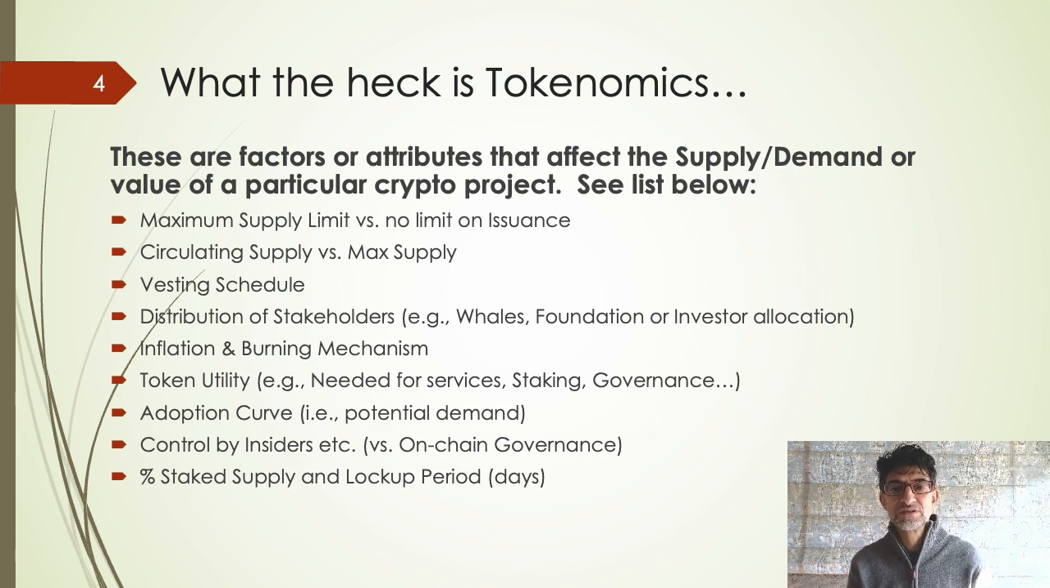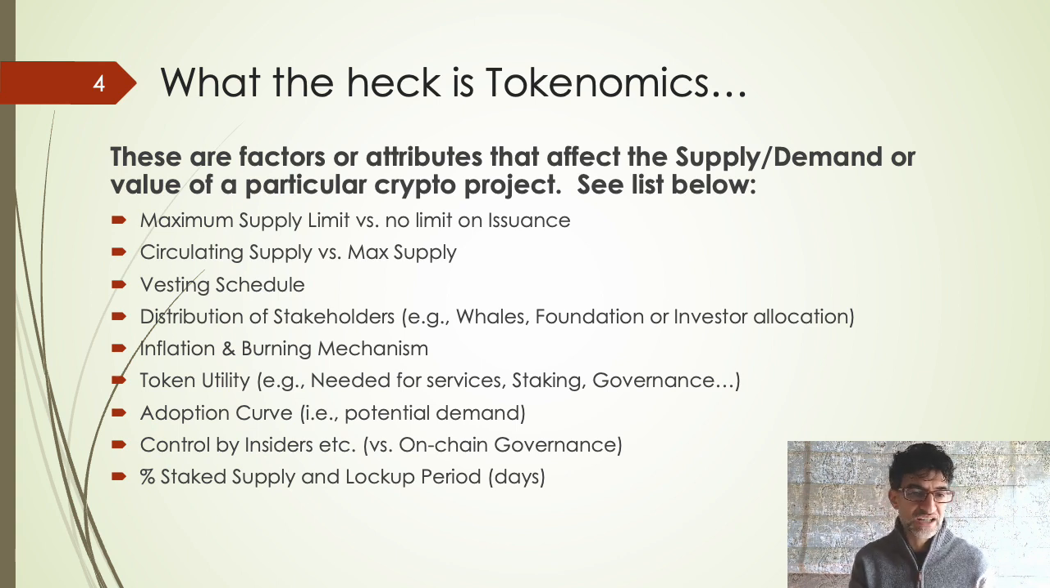Tokenomics are factors or attributes that affect the supply and demand or value of a particular crypto project. And here's some of the major factors. Not all, but I think I covered most of them. Is there a maximum supply limit? Or is there no limit on how much they could issue, like the US government? What's the circulating supply compared to max supply? What's the vesting schedule? We're going to talk about that. What's the distribution of the ICO? Are the whales the ones that own a lot of the coins, or is it the foundation? Is it the venture capitalists?